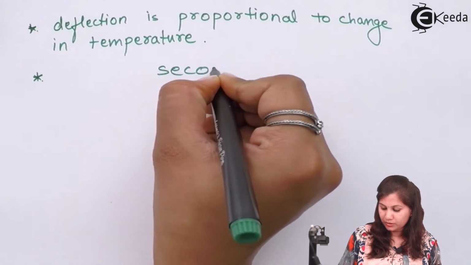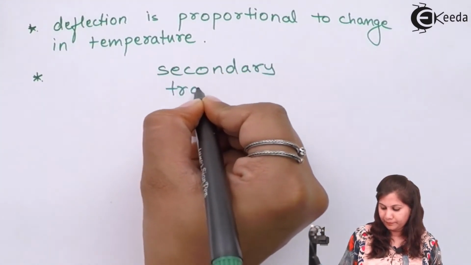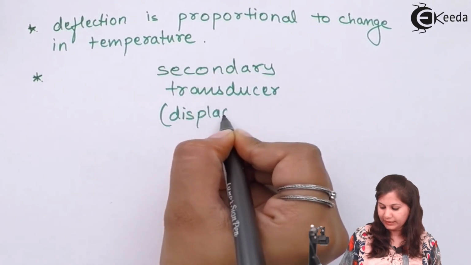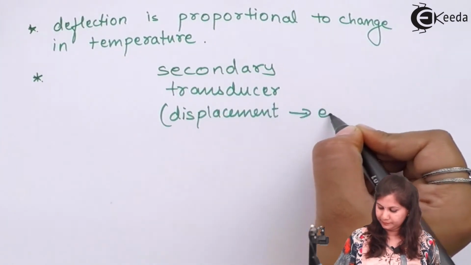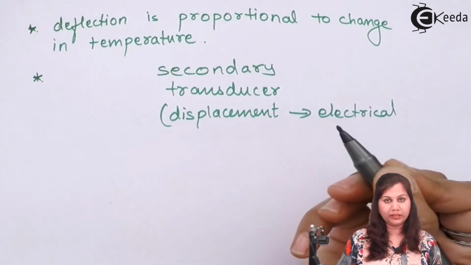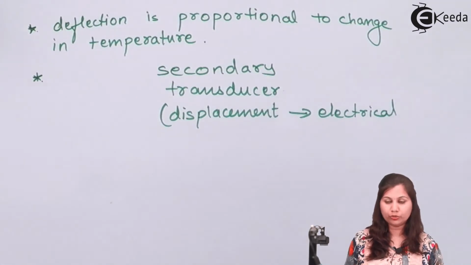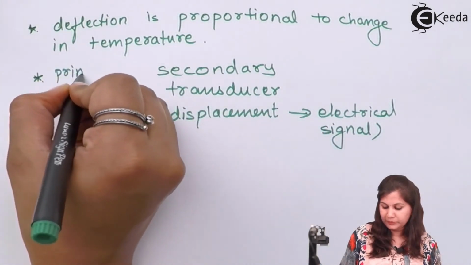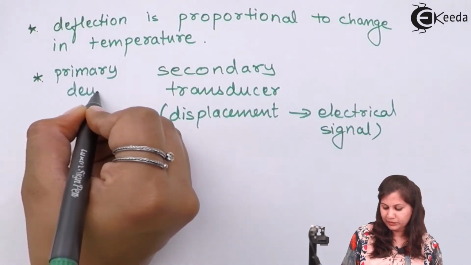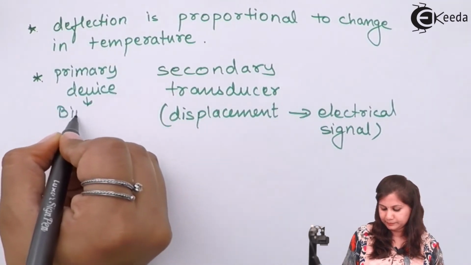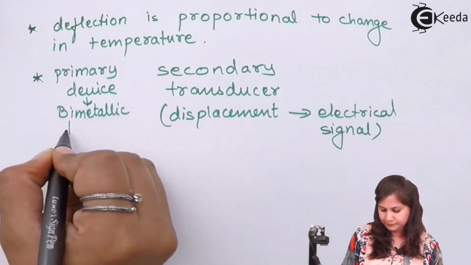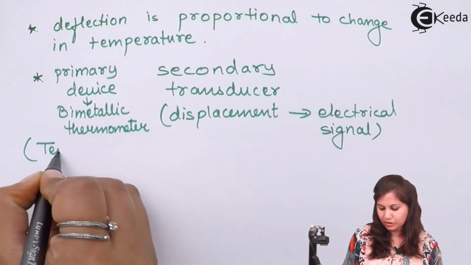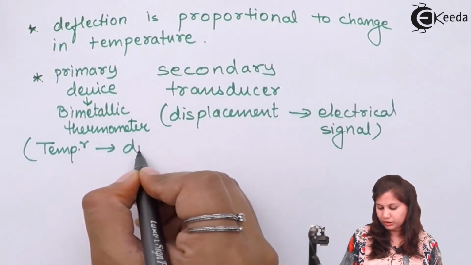So the secondary transducer is going to convert the displacement into an electrical signal. Like we can use the potentiometer. In the potentiometer, displacement is converted into a voltage. So an electrical signal is generated, and the primary transducer, or primary device, will be the bimetallic thermometer, because the bimetallic thermometer converts the changes in the temperature into the displacement.